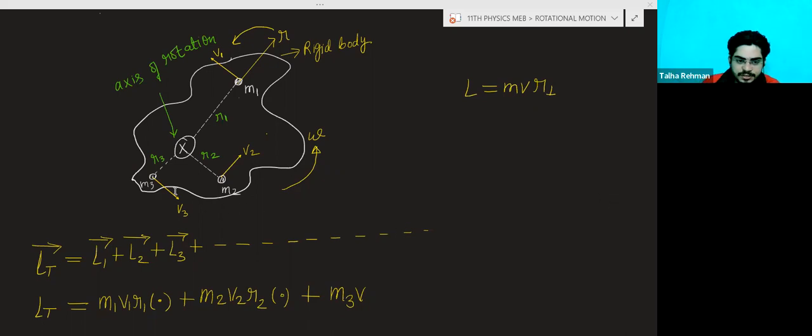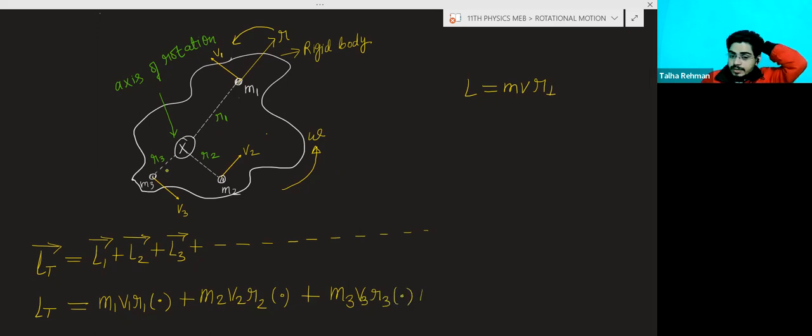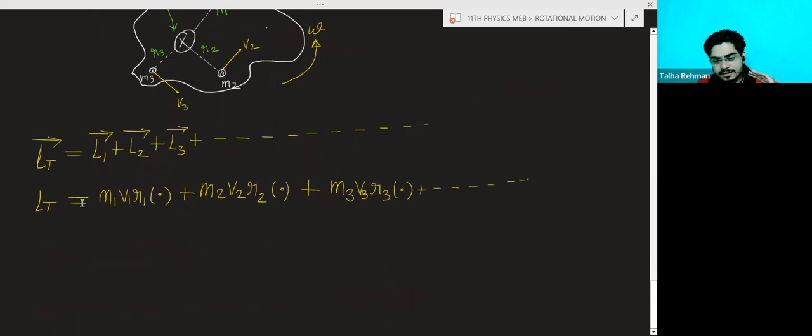So for m3, the angular momentum will be m3 v3 into r3, and this will also be outward. Similarly, all the directions of the angular momentum will be outward, so we can add all the angular momentums. The total angular momentum of the body is m1 v1 r1 plus m2 v2 r2 plus m3 v3 r3, because all are in the same direction.